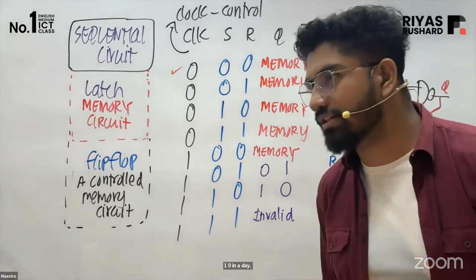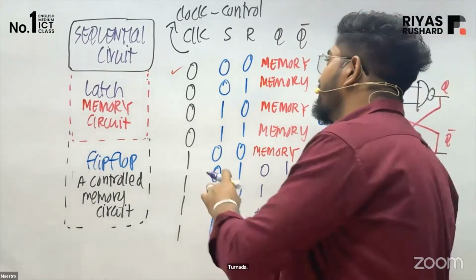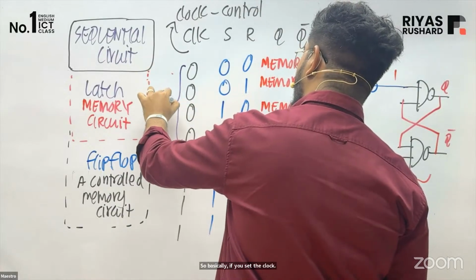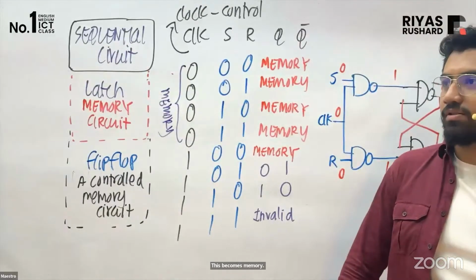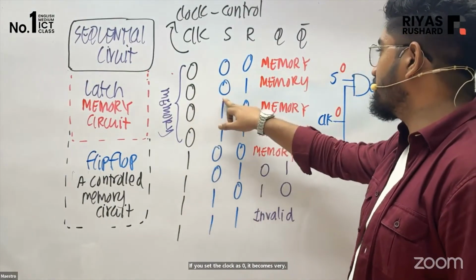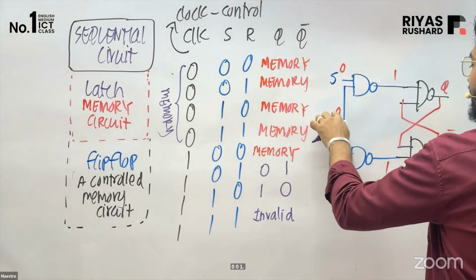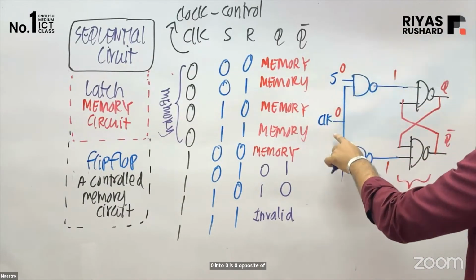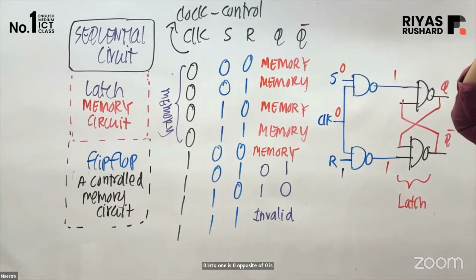Did you all get the concept? So basically, if you set the clock as 0, this becomes memory. If you set the clock as 0, it becomes memory. So second one, how did it become memory? 0 0 1. 0 into 0 is 0. Opposite of 0 is 1. 0 into 1 is 0. Opposite of 0 is 1. Therefore, it's memory.